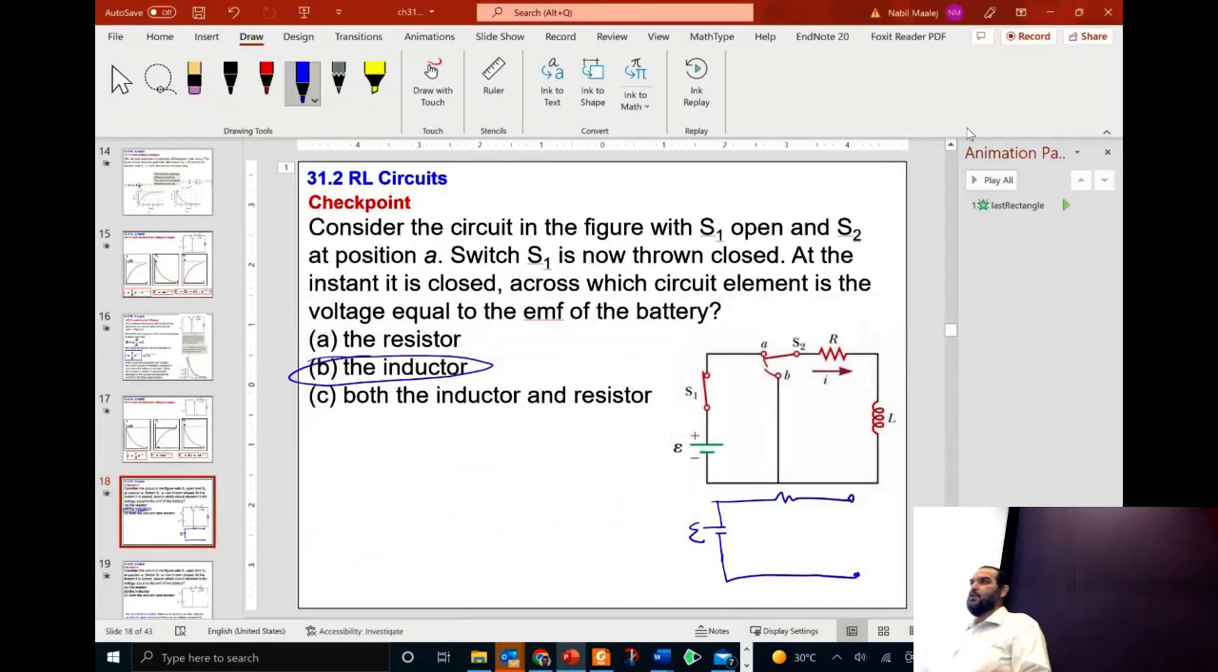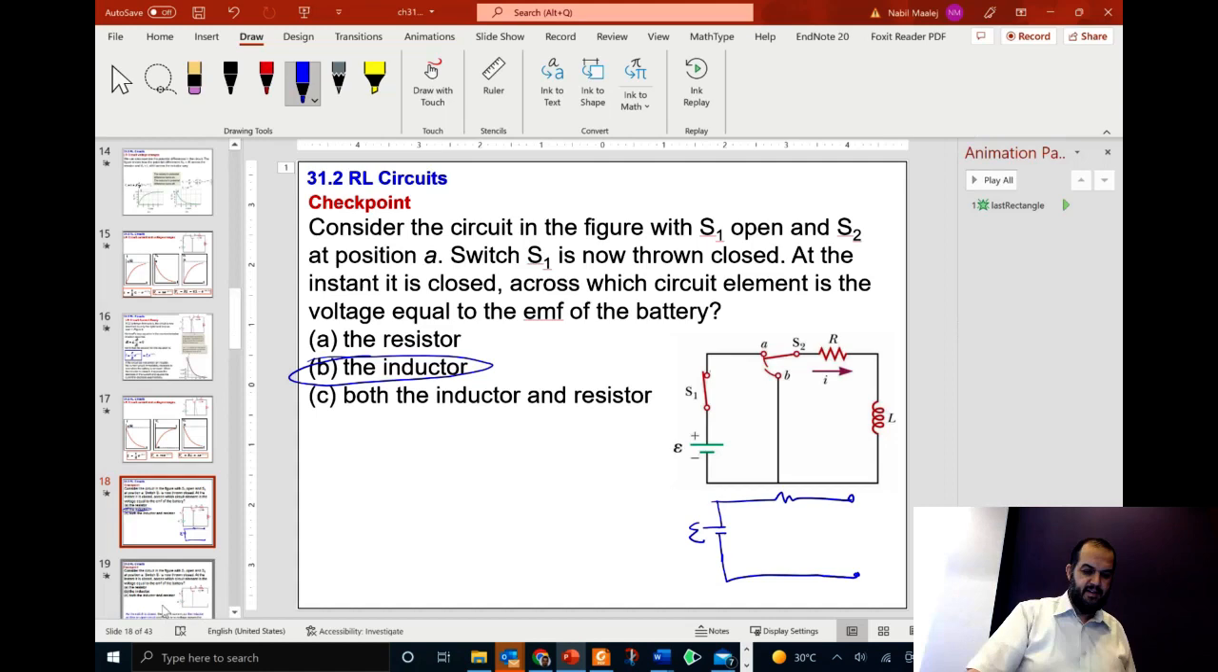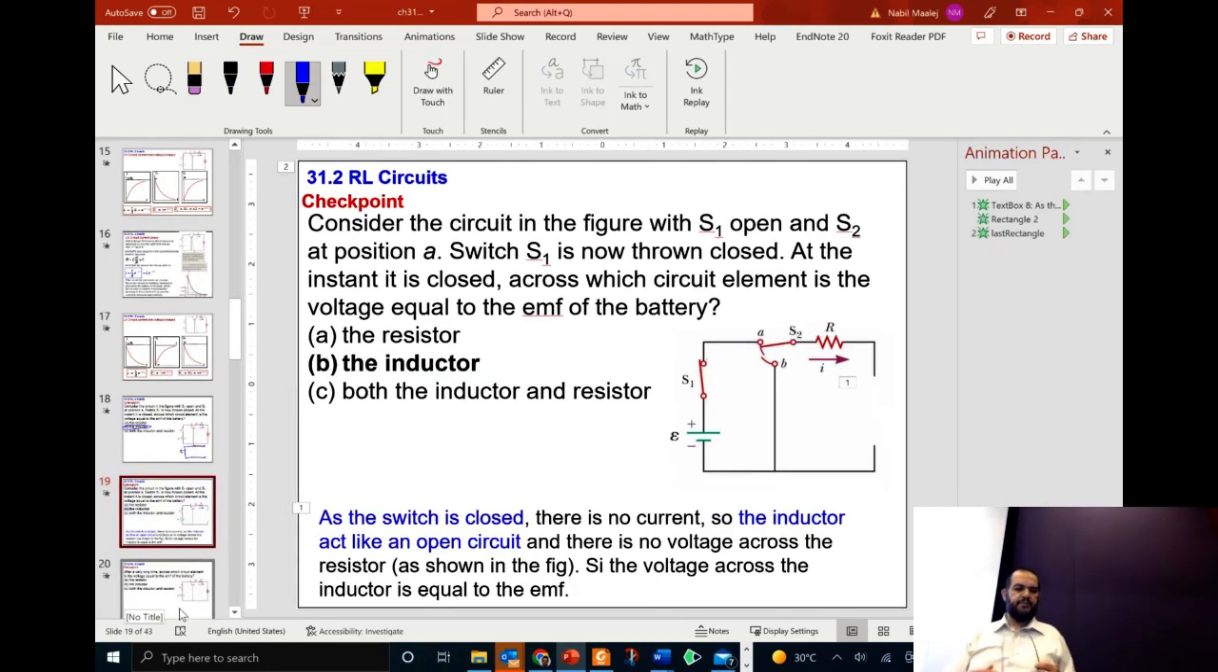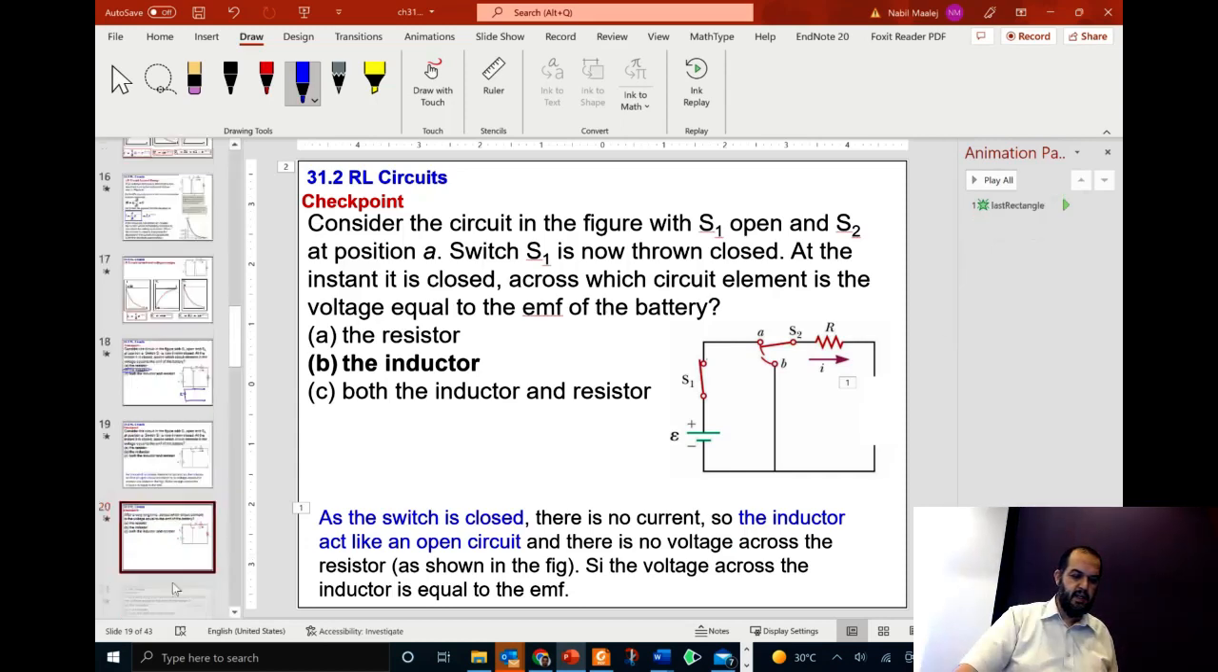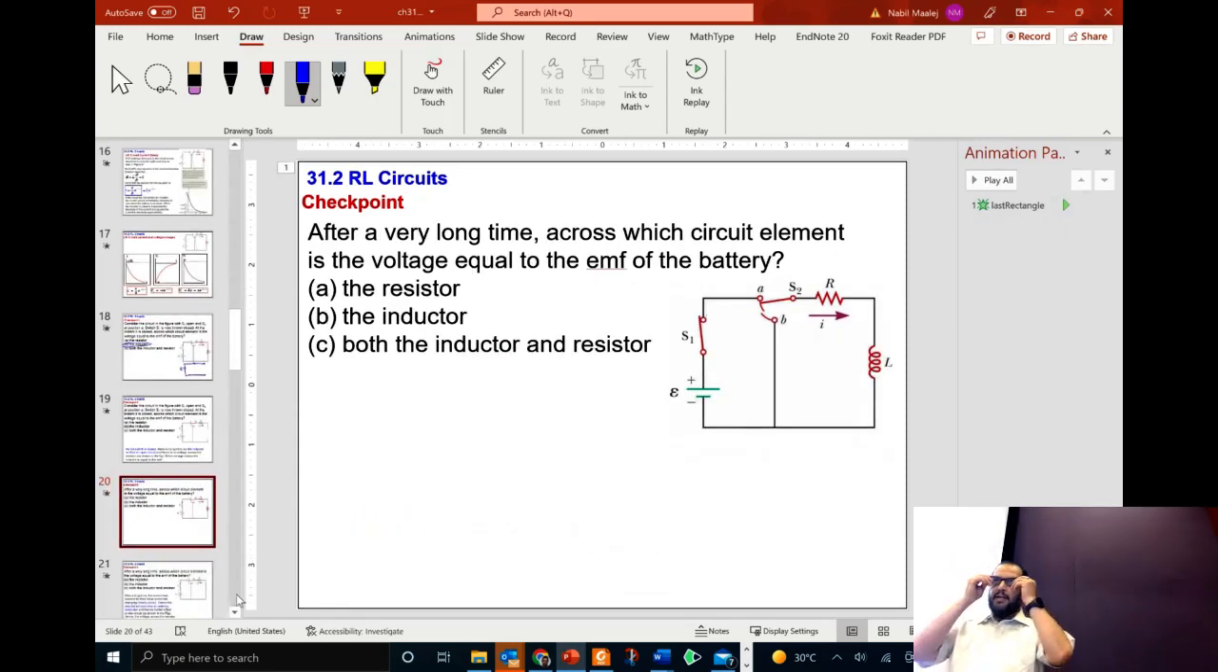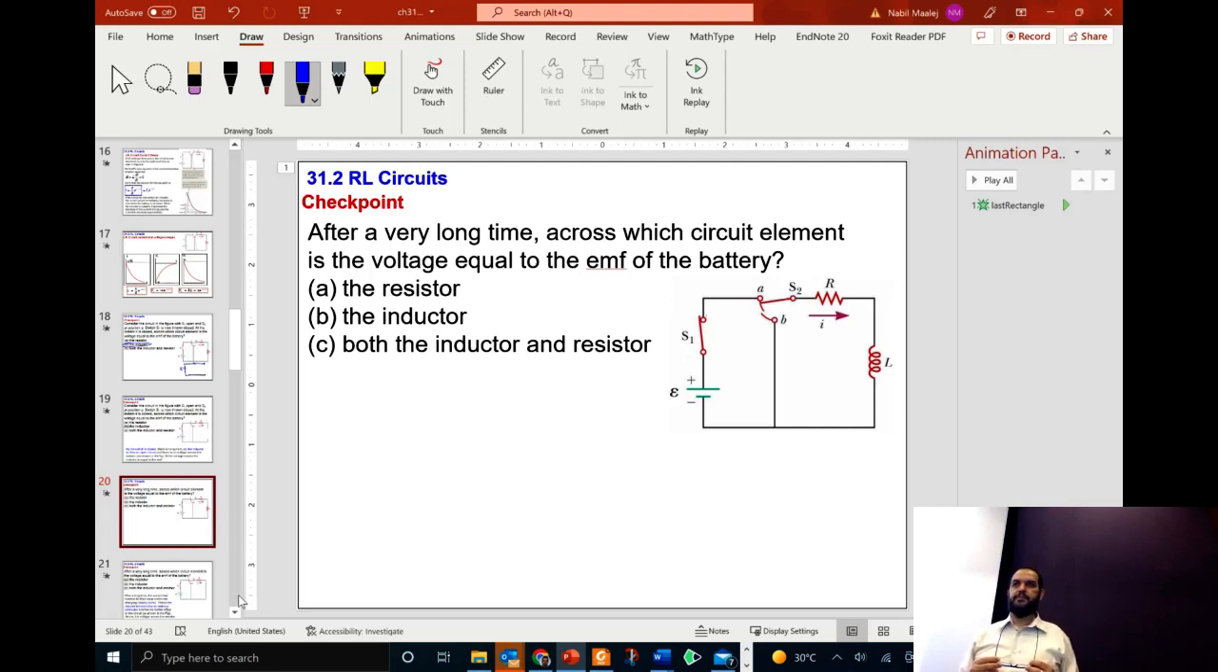So what was your answer? Who says A? This is the previous one, huh? Who says A? Raise your hand. Okay. Who says B, the inductor? C. Okay, so clearly A is the correct answer. So what did we say about the inductor in steady state? In steady state, it acts like a short, like a connector, opposite of the capacitor.